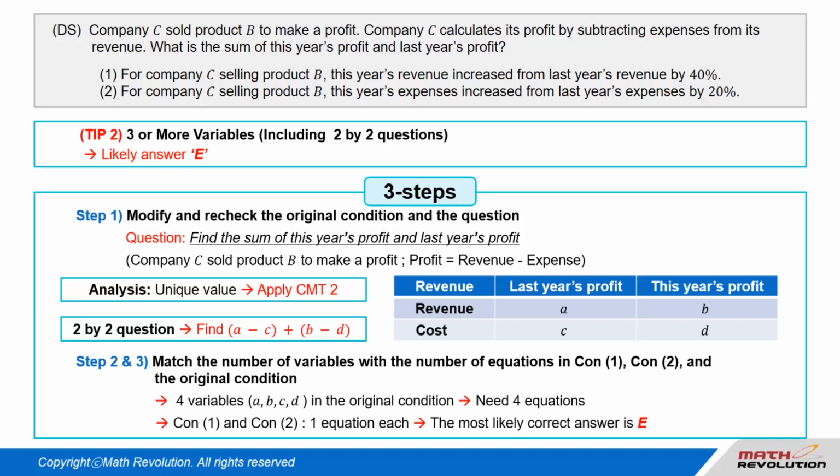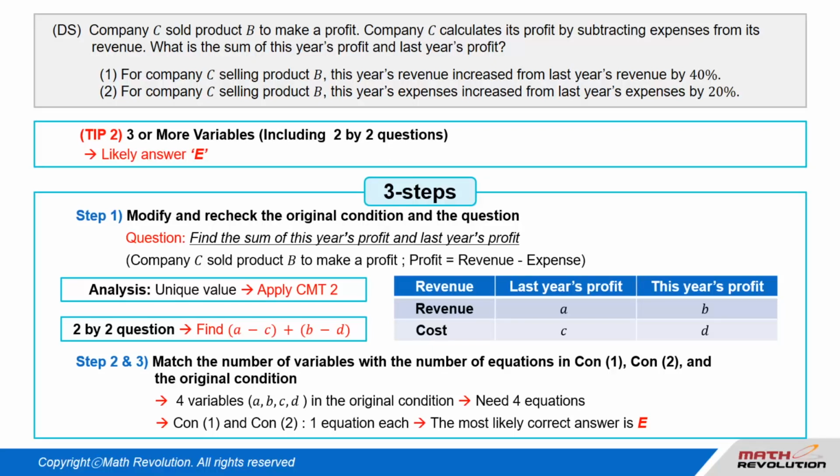Follow the first step of the variable approach by modifying and rechecking the original condition and the question. We have to find the sum of this year's profit and last year's profit if Company C sold product B to make a profit, which is calculated by subtracting expenses from its revenue. Let's look at the information from the original condition.